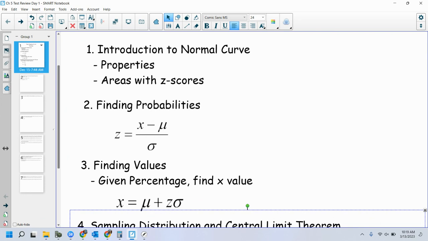All right, guys. So number 3 is finding values given the percentage of a defined x value. We have x equals mu plus z sigma.